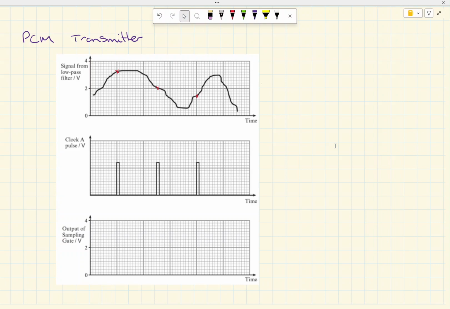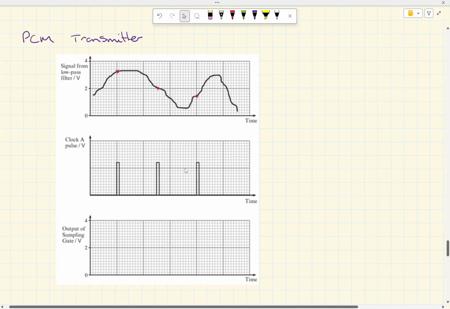Okay, in this video we're just going to look at some sampling waveforms. So I'm going back to the PCM transmitter at the moment, pulse coded modulation transmitter. There's our analog signal coming in. So we're looking at our sampling gate and what output we're getting in from our sampling gate. So remember, our sampling gate, all we're doing is measuring the voltage.